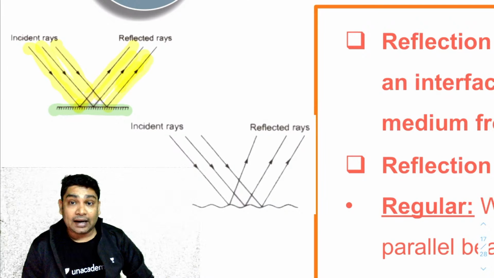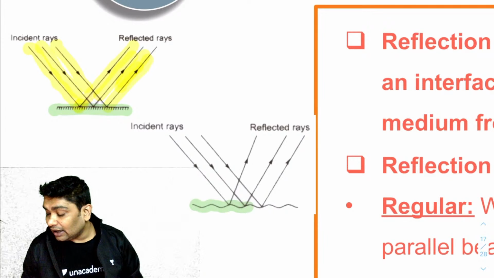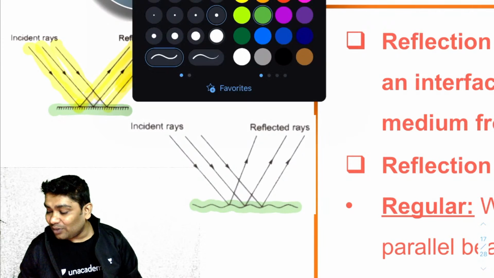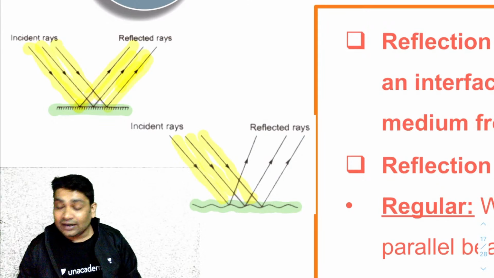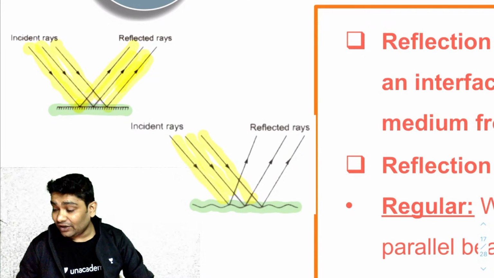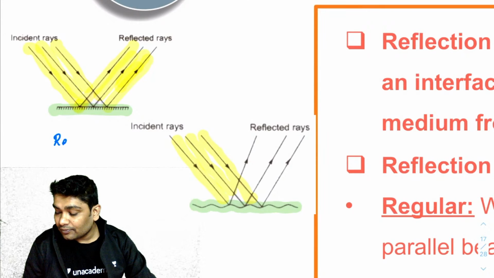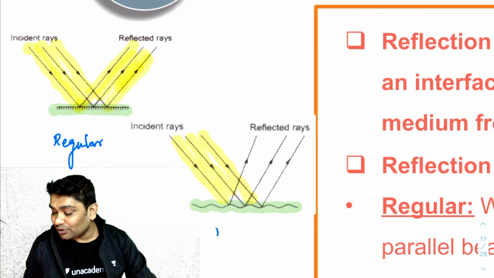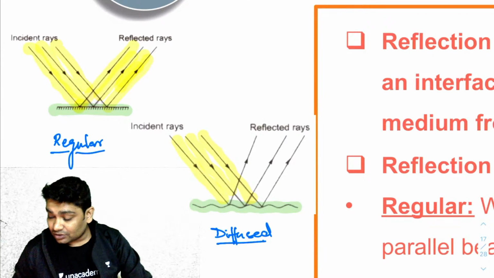Now, on the other hand, if this reflection happens over a rough surface, something like this, then the reflected rays will not form a parallel beam. Incident rays are coming in the form of a parallel beam, but reflected rays are scattered. This kind of reflection is called diffuse reflection. So this is regular reflection, and this is what you call diffuse. Now, please note the laws of reflection are followed, whether it be a regular reflection or a diffuse reflection. Here also, you will realize that i equals r will hold for all these individual rays.